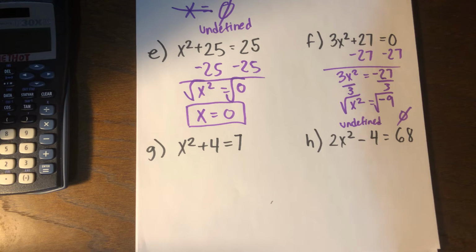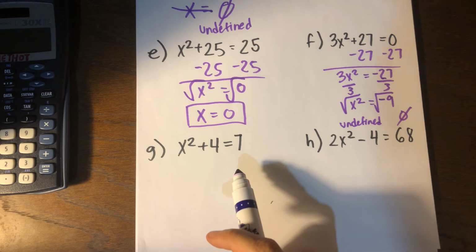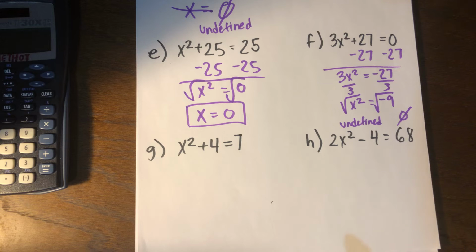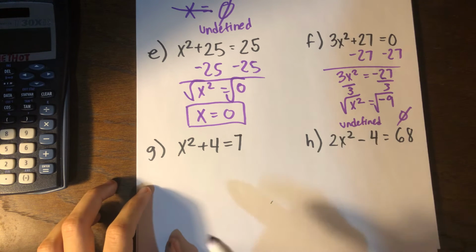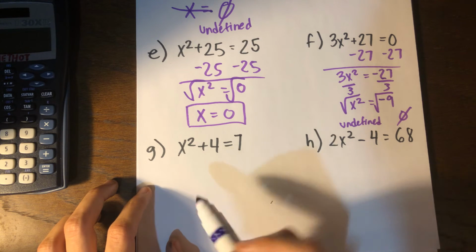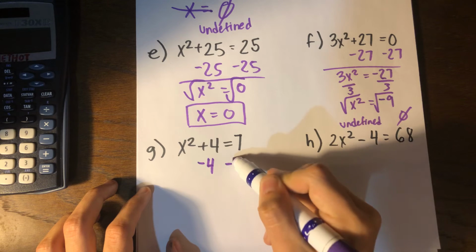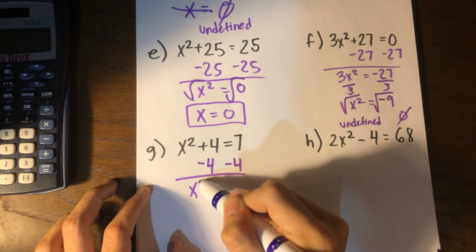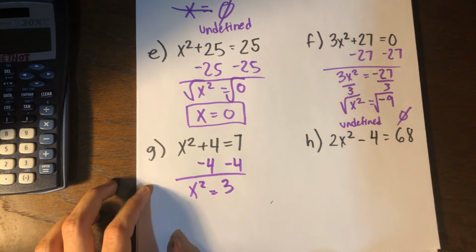Okay, 2 more. X squared plus 4 is equal to 7. Remember, these are all quadratic equations. Now we're just solving for them using the square root. So we're putting what we've learned in the last 2 days together to solve. So I'm going to subtract 4. X squared is equal to 3.